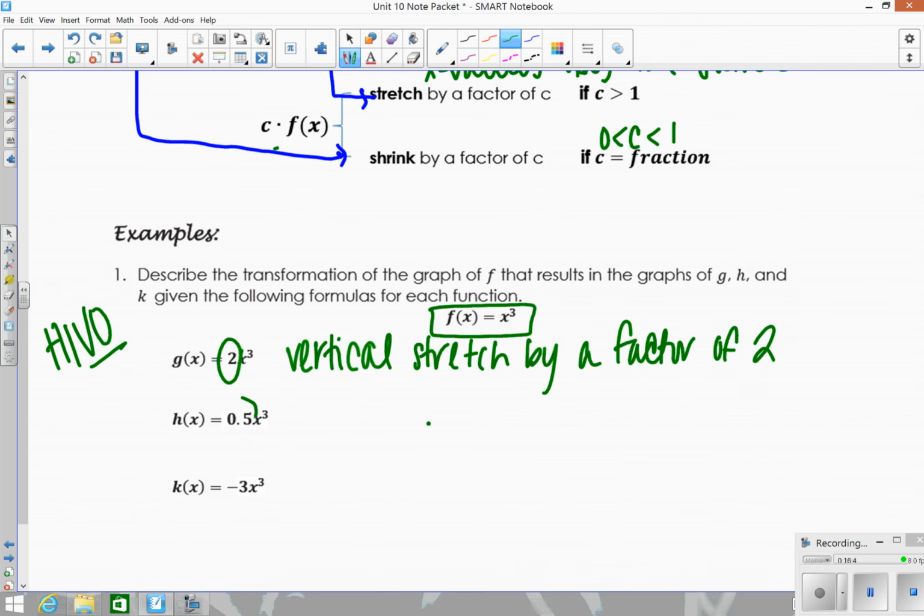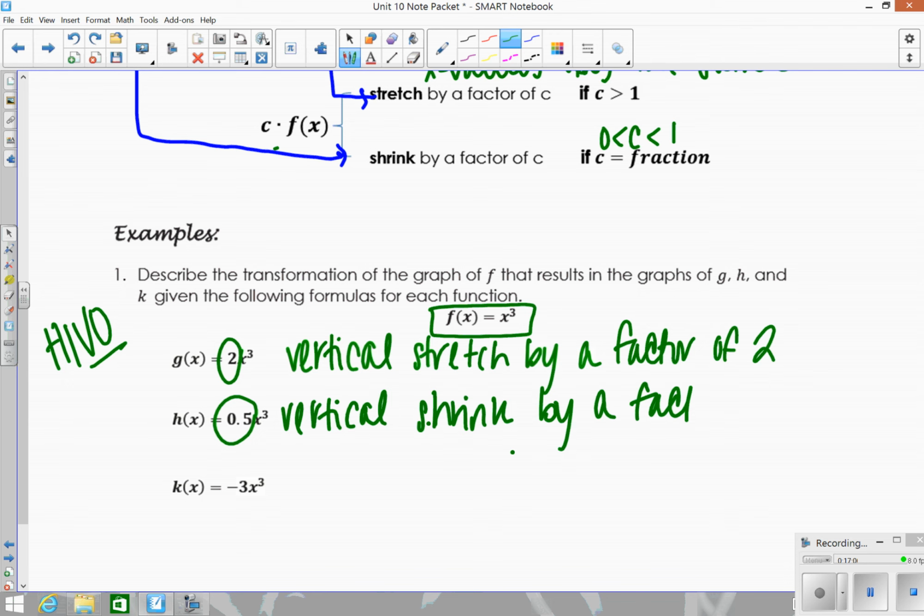And then for this one, 0.5. Okay, so it's on the outside. We say what makes sense for this. 0.5, it's really like multiplying by 1/2 or dividing by 2. It makes sense to get smaller, so it's going to be a vertical shrink by a factor of 1/2.